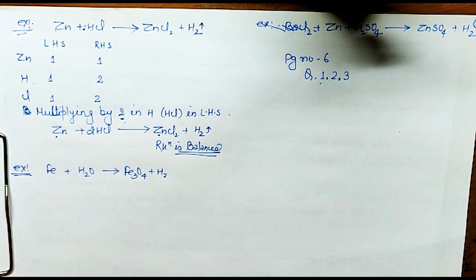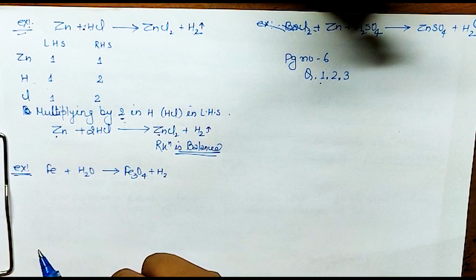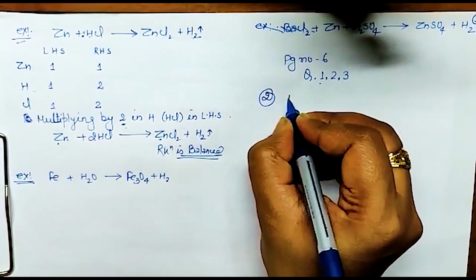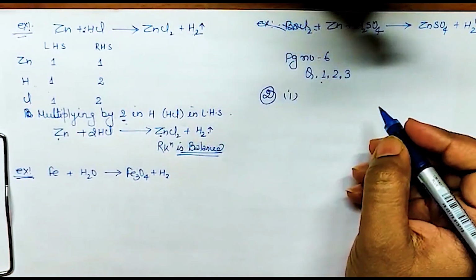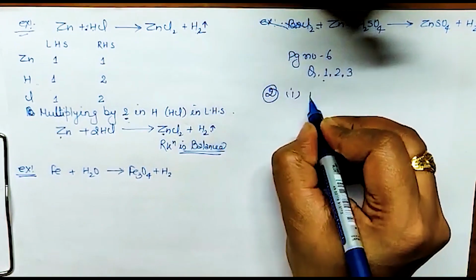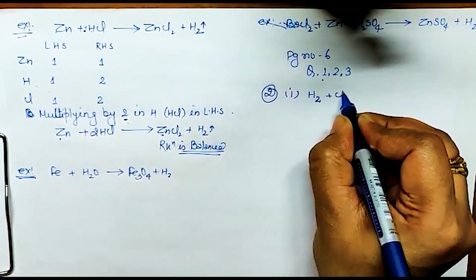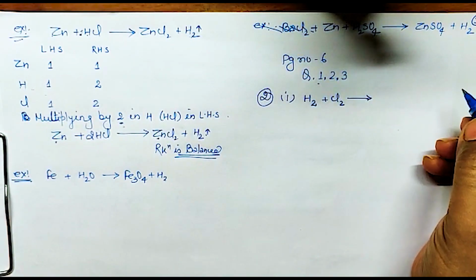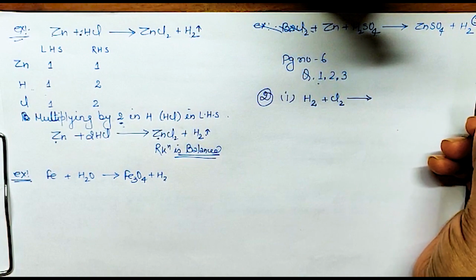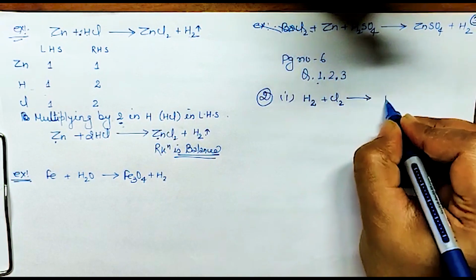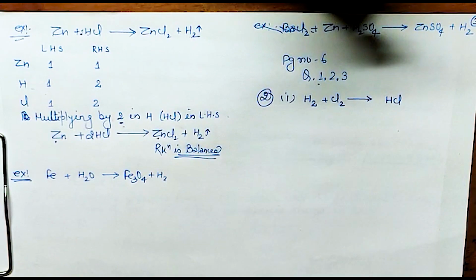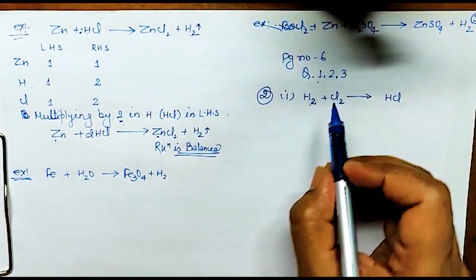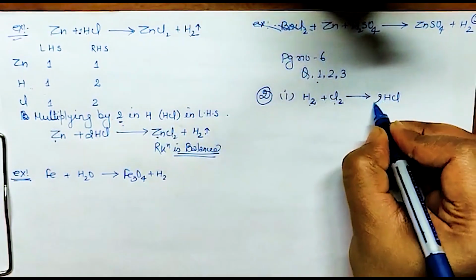Question number 2 is write the balanced equation for the following chemical reactions. Let me do the first part. Hydrogen plus chlorine gives hydrogen chloride. We know that the symbol of hydrogen is H2 and of chlorine is Cl2. It will form hydrogen chloride, and you might have learned the formula in class 9. This is HCl. If I say to balance it, what will you do? This is H2, this is Cl2. In the same way, you have to balance, and this will be 2HCl. Got it?